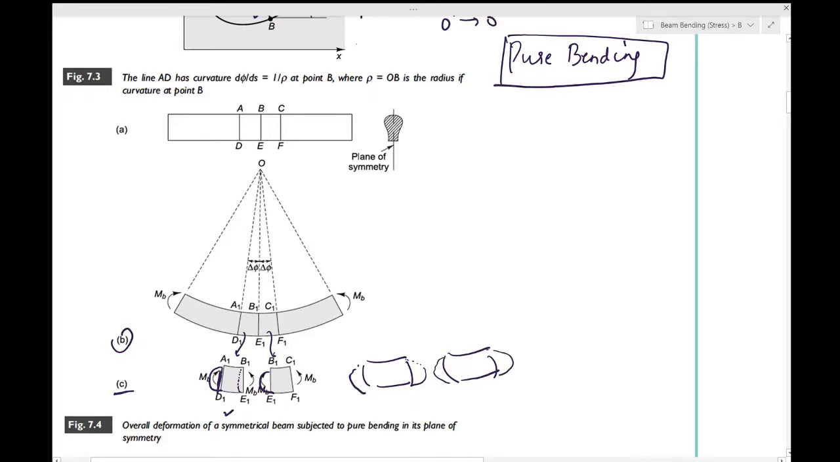This is a similar argument to the one we used in torsion. So I'll repeat this once more. If, for instance, the surface, I'll rub this.